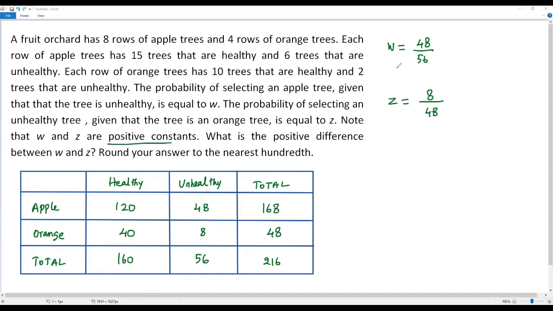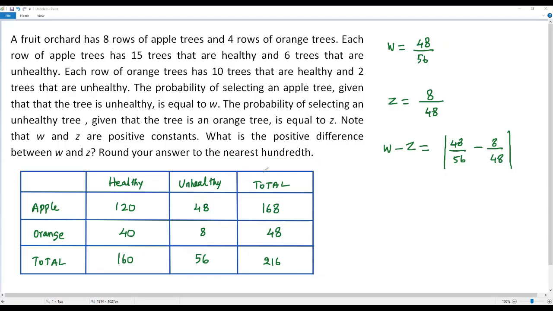According to the information, both of them are positive constants. Our aim is to find the positive difference between W and Z. Okay, now to get the difference between W and Z, let's do subtraction between them. That is W minus Z equals 48 over 56 minus 8 over 48. Okay, here I got the difference between W and Z, but the question says it's a positive difference. That is, this value has to be positive. So to make sure this value is positive, let me take the absolute value of this one. Okay, now we have to evaluate the value of this one, and I have to round my answer to the nearest hundredth.